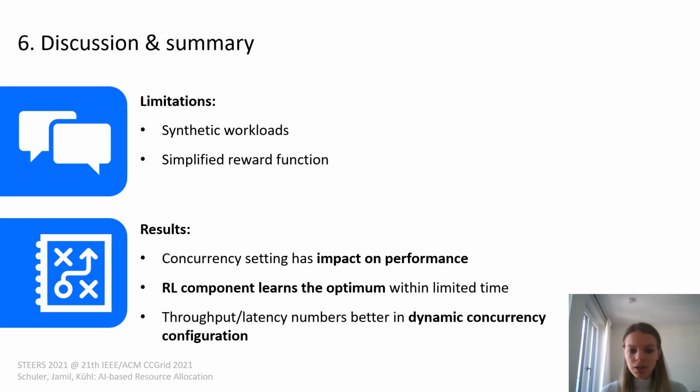To summarize the results, first we can say that the concurrency setting definitely has an impact on the performance. Depending on the workload, this can make up to several seconds in latency, which might also have a big impact on the user experience for these serverless applications. Second, we could show that our reinforcement learning component is able to learn the optimal concurrency or an optimal concurrency within a limited time. And looking at the throughput and latency numbers, we could show that our dynamic concurrency configuration is also outperforming a constant concurrency setting.